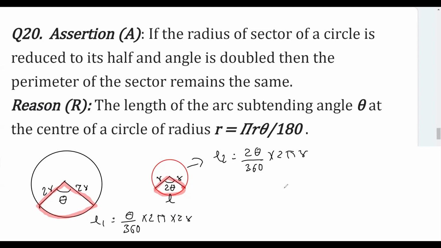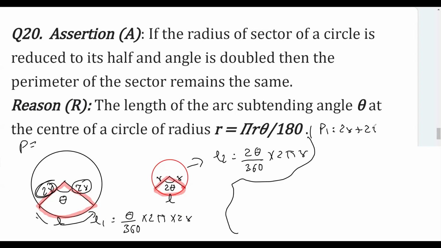The next thing to do is to find the perimeter, which is the boundary of the sector: these two radii plus the length of the arc. So the perimeter of the first figure is going to be 2r plus 2r plus this arc length. I can reduce it, right? This will be 90, 9 times, yeah, that's correct. So I'm getting pi theta r over 90.